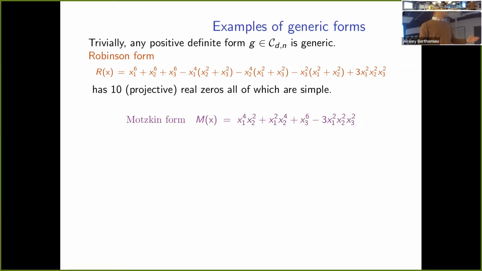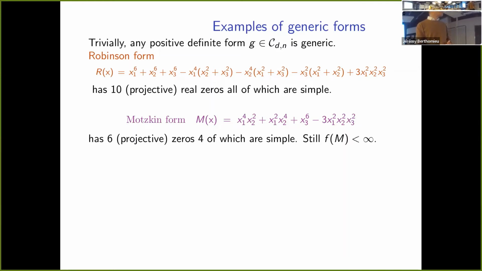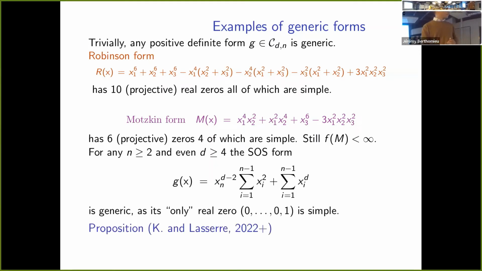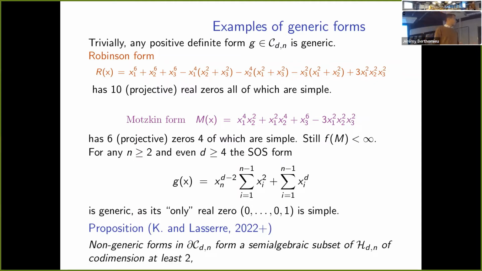Another classical example is the Motzkin form. And as we figured out on Monday, it's not generic because it has only 4 zeros that are simple and 2 zeros that are not simple, that have high multiplicity. But still, in this case, the sublevel set of this Motzkin form will have finite volume. Okay, and moreover, a series of examples: if you take any d and n, then this form that has only one real zero, which is simple, will also be generic. So these are just examples of forms on the boundary of the non-negativity cone that have this generic behavior. And why do we call such forms generic?